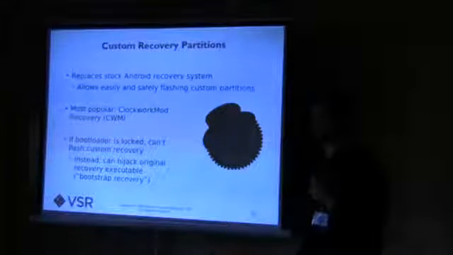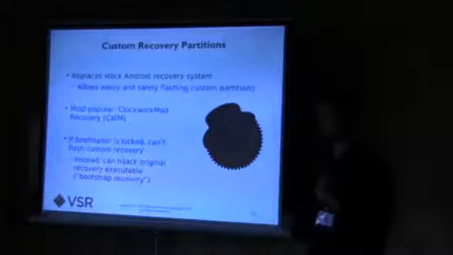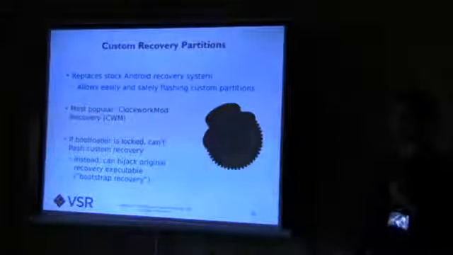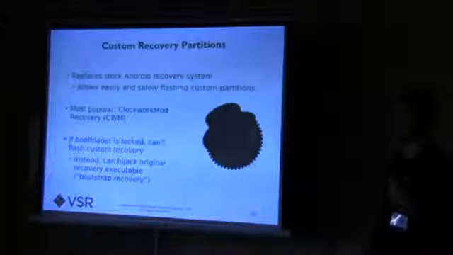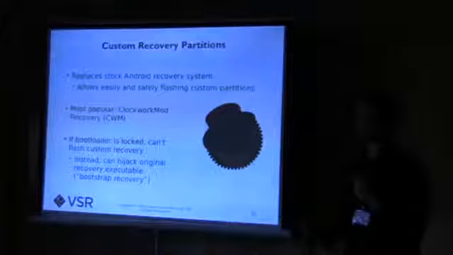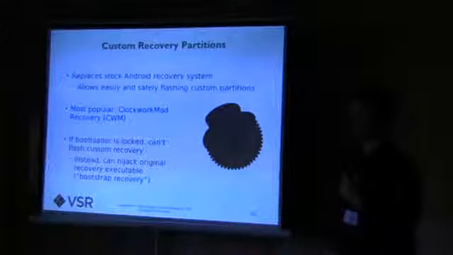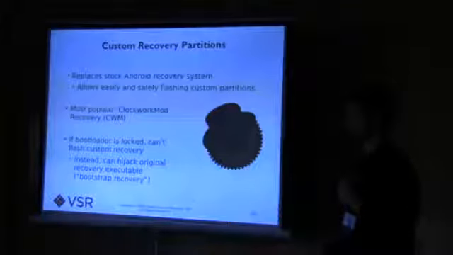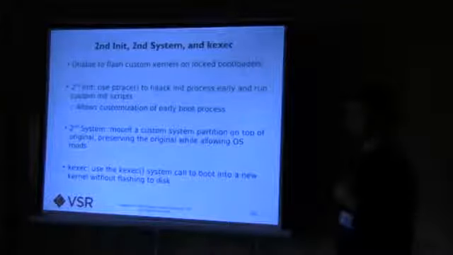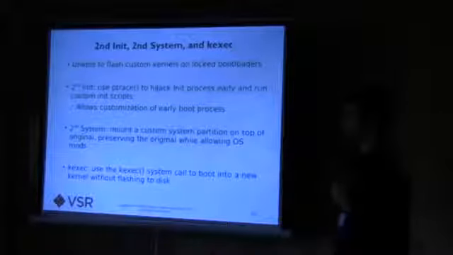The most popular of these is ClockworkMod Recovery, which is CWM, but if the bootloader is locked, you can't flash a custom recovery partition because it will fail to boot. Instead, one of the things you can do is hijack the original recovery executable, which is on the unsigned system partition, and this is called a bootstrap recovery. A few more techniques are commonly used on phones that have locked bootloaders.